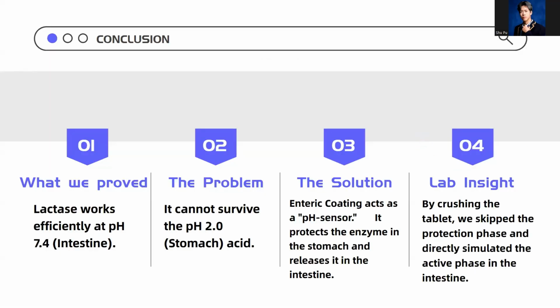To summarize our findings, what we have proved: our lab data confirm that lactase is indeed highly effective at pH 7.4. Biological theory tells us that it cannot survive in the stomach at pH 2. The pill uses an enteric coating to bridge the gap. Last, the insight: our experimental step of crushing the pill was actually a simulation of the coating dissolving.